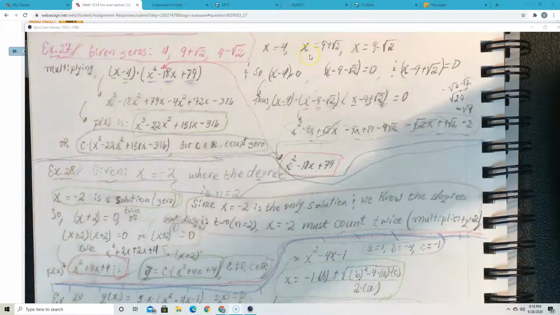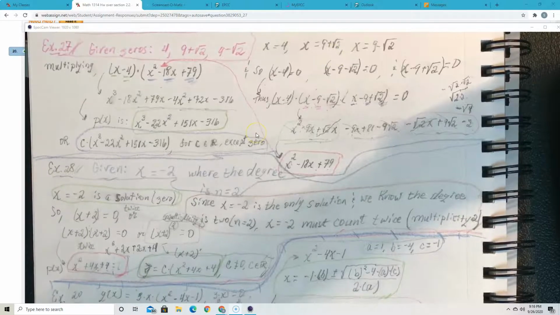Instead of taking those zeros, writing them in as these equations, and then multiplying these equations together to get the 3 factors, multiplying them all out, reducing, cleaning it up, and getting the actual polynomial equation that had those roots. Now we're going the other way, and well, it would be like starting with this equation and finding what the 3 zeros are, and getting this one, x equals 4, getting this one 9 plus square root of 2, getting this one 9 minus square root of 2. And so that's what we're going to do now.